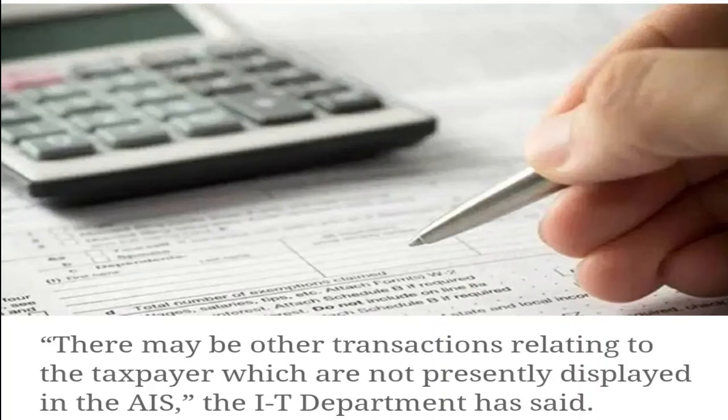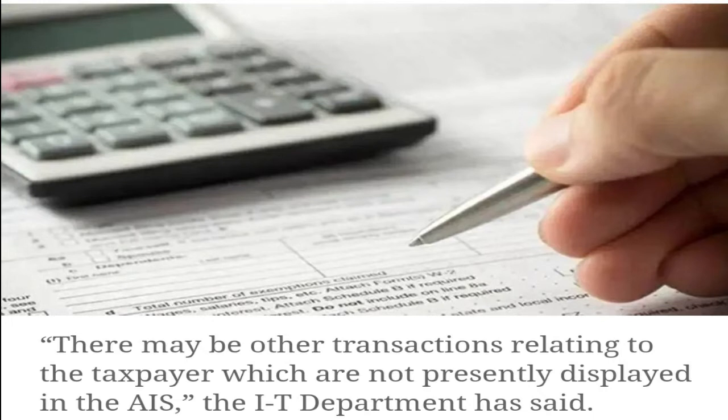How to file your IT returns using the new Annual Information System. The revised AIS includes additional categories of information on interest, dividends, securities transactions, mutual fund transactions, and remittances from abroad, along with information on many other transactions that are presently available with the Income Tax Department.